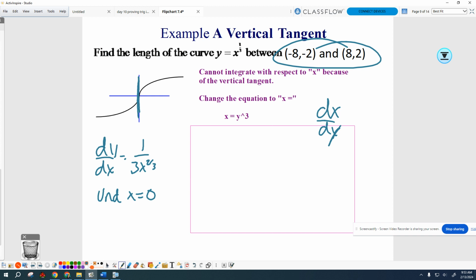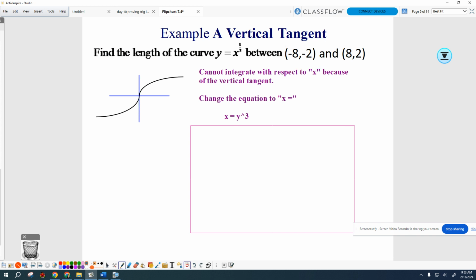If they're both undefined, I didn't cover this, it's rarely asked, but if they ask you to integrate over a corner, Pythagorean theorem, it's not even calculus. Find the length of this straight line, find the length of that straight line. So you might need to break it into pieces.